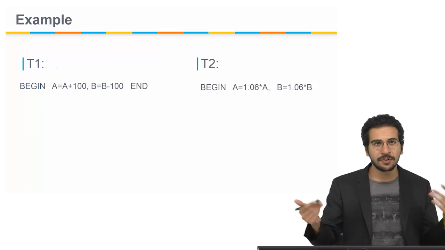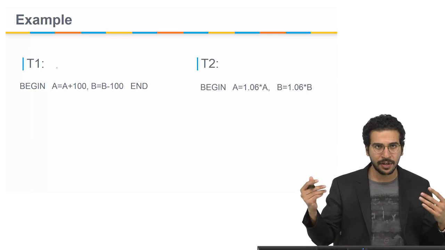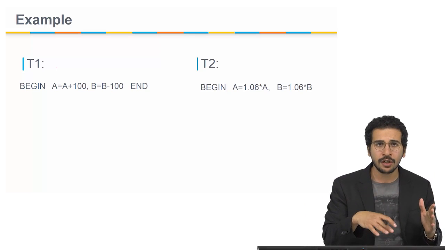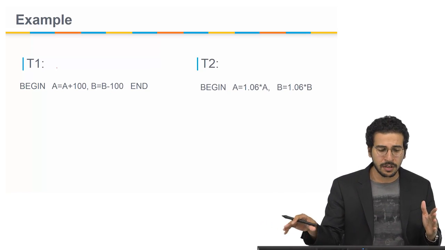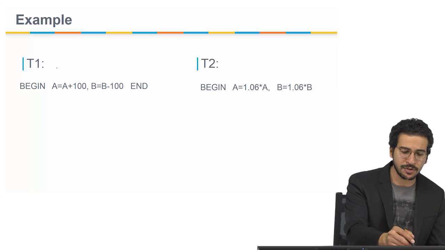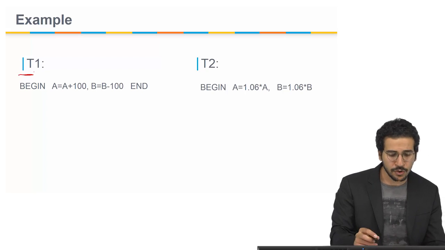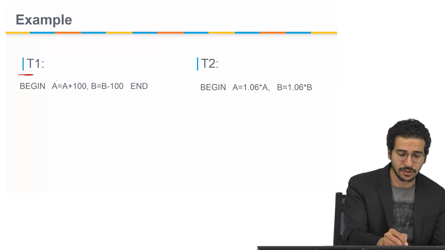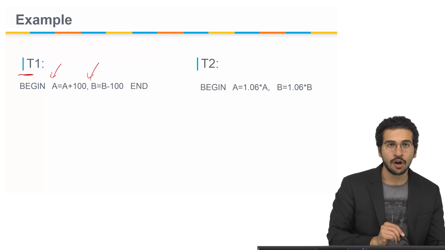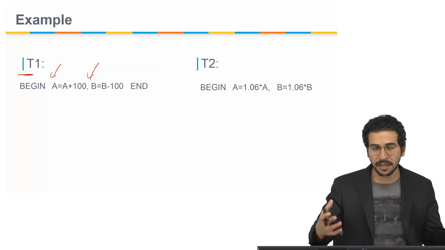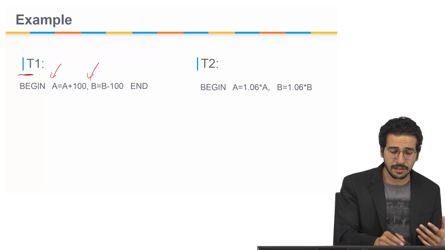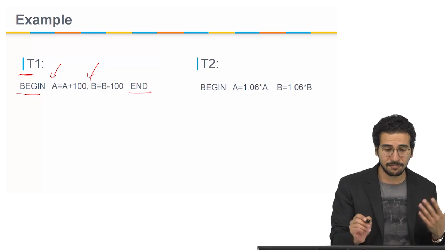So what are examples of transactions again? We've talked about transactions, but what are these? We said transactions are a set of reads and writes into the database. An example is T1, or transaction 1. In transaction 1, we have two accounts: the first account A, and account B. Think of these as bank accounts, bank account A and bank account B. This transaction has a begin and an end.